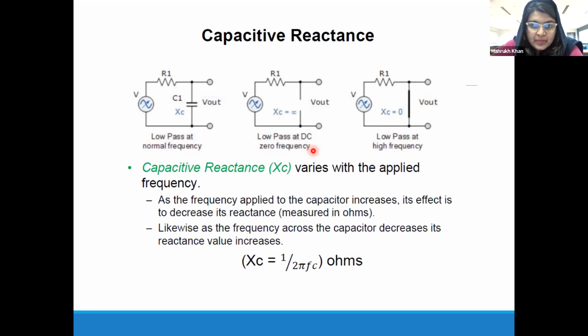So you can see that for low pass, at DC, zero frequency, when your frequency decreases, its reactance increases, and it will act as an open circuit. For high frequency, it will act as a short circuit. So if you measure the voltage across the capacitor, it will pass low frequencies and block high frequencies. So let's see how it will work.